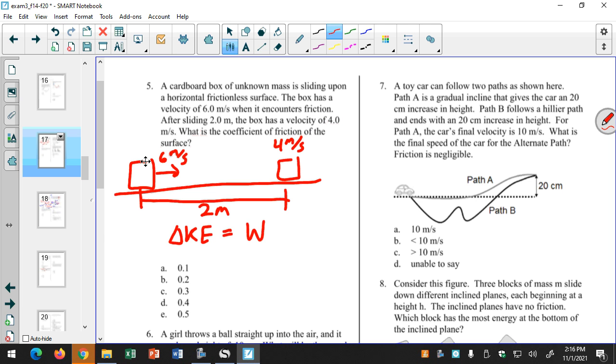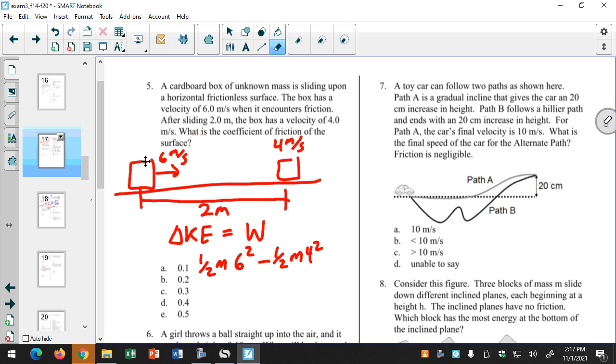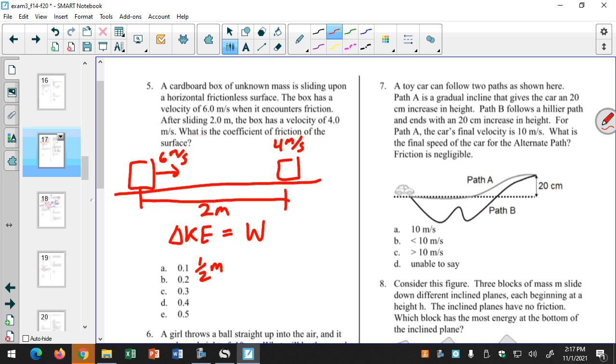The kinetic energy is 1/2 m times 6 squared minus 1/2 m times 4 squared. I'm going to rewrite that just a little bit. It makes the math a little bit easier. 1/2 m times (6 squared minus 4 squared). You'll see what I did there? Pulled out the 1/2 m because it was a common factor. And that's equal to the work that's being done by friction, which is the frictional force. I don't know that right off, but I can figure it out, times the distance. And this is what I'm looking for.